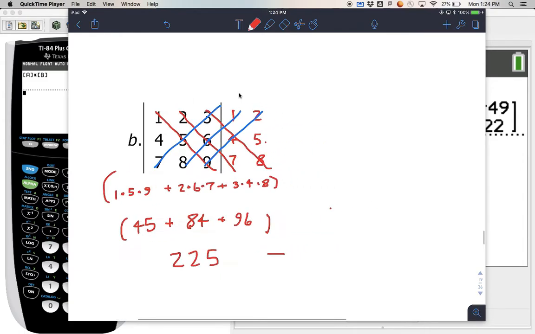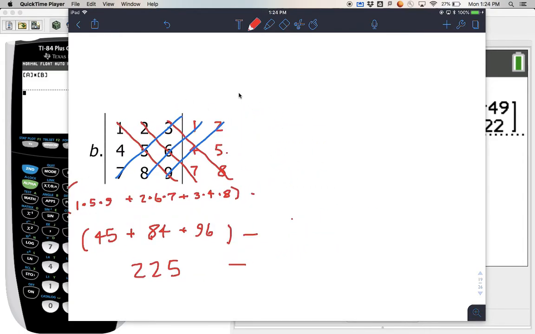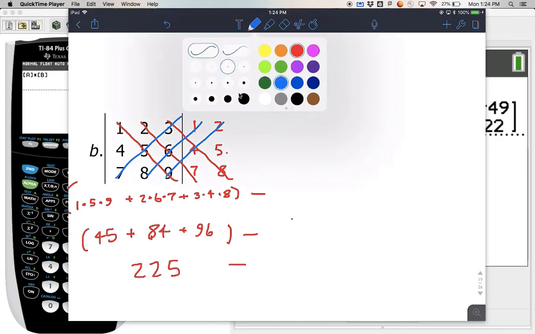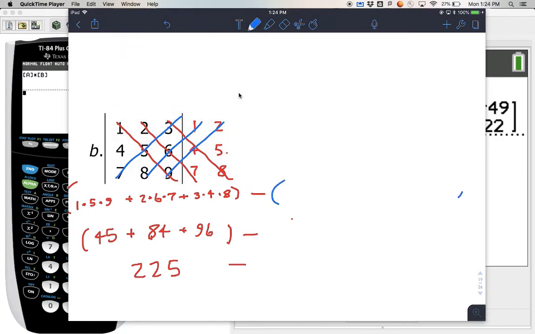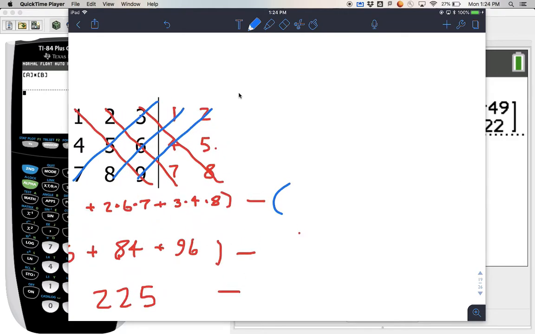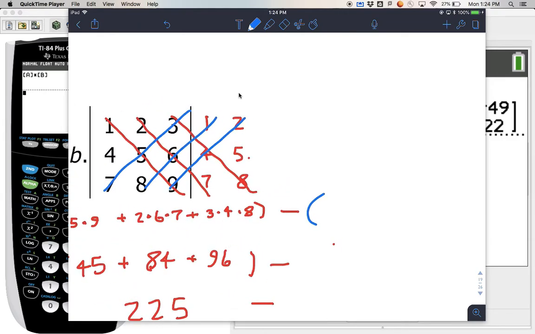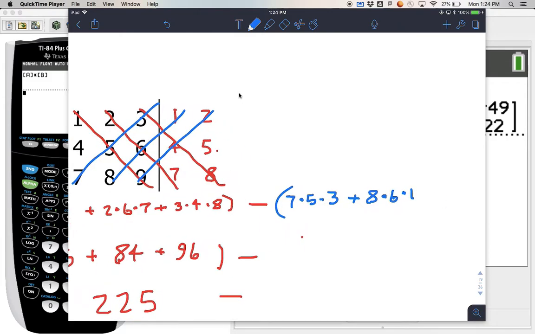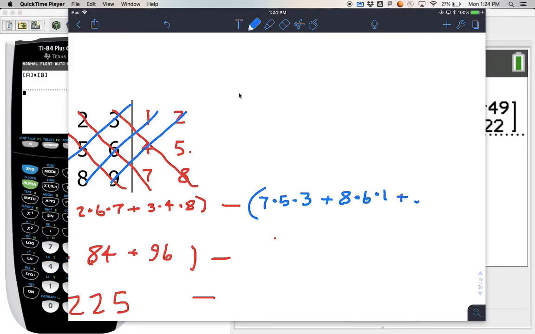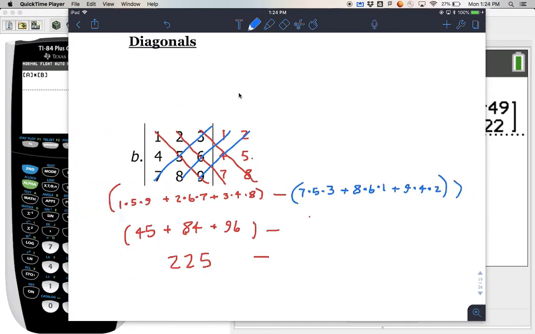Now we're going to have to do the same exact thing with the blue diagonals, and then we're going to subtract off those blue diagonals. So once again, I'm going to write it out real long here. The blue diagonals start with that left one. It doesn't really matter which one you start with. That'll be 7 times 5 times 3. Then we're going to add that to 8 times 6 times 1. And then you're going to add that to 9 times 4 times 2. There you go.